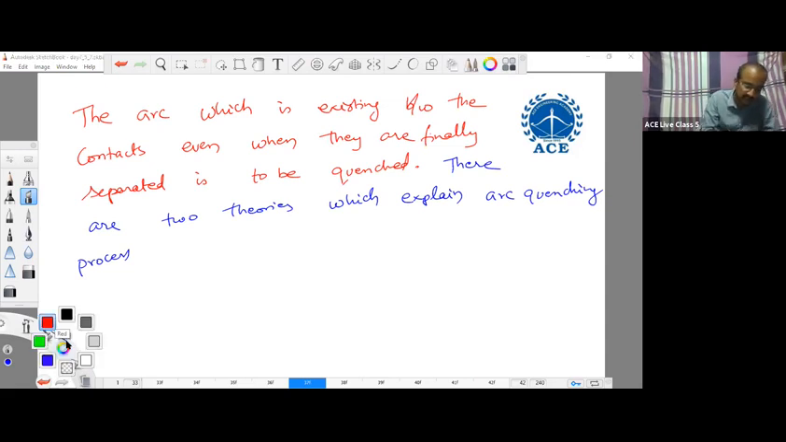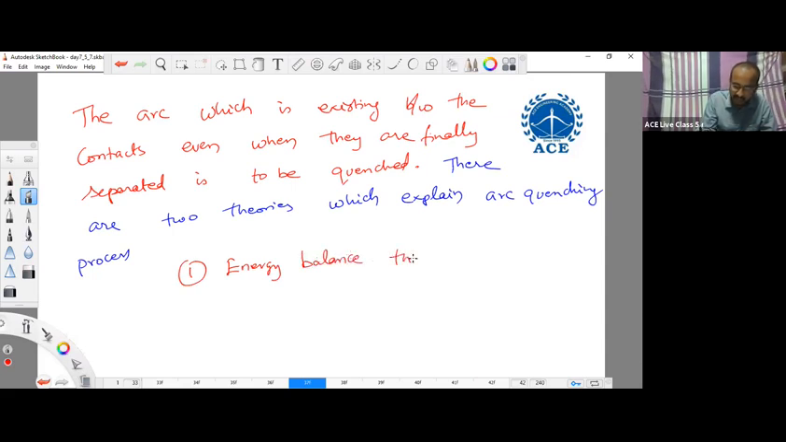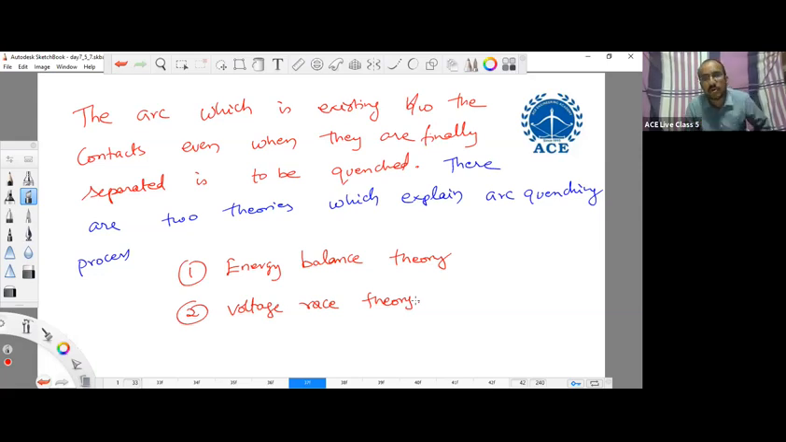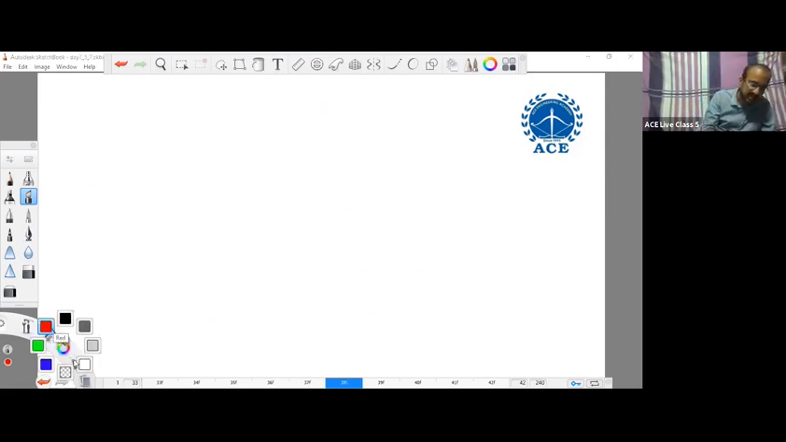I will state here. First one is energy balance theory. The second one is voltage race theory. So first one is energy balance theory. The second one is voltage race theory. These are the two theories which explain arc quenching process. Now, let us start with the first one, that is energy balance theory.